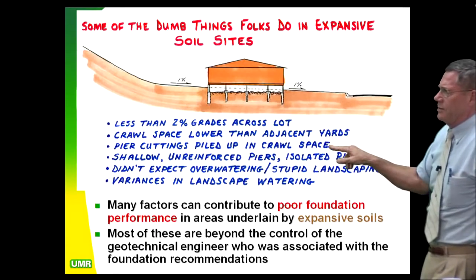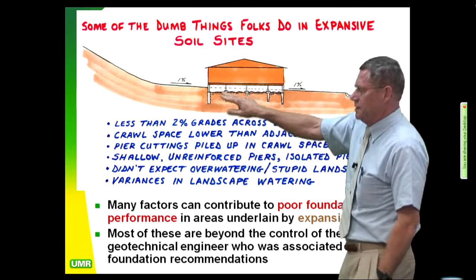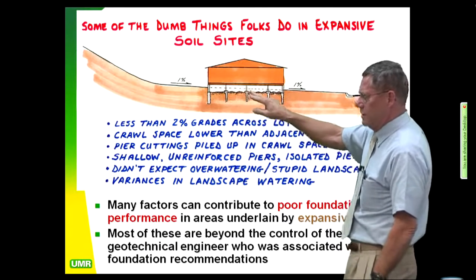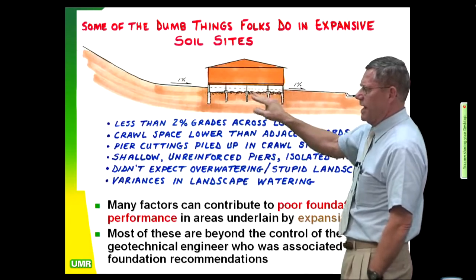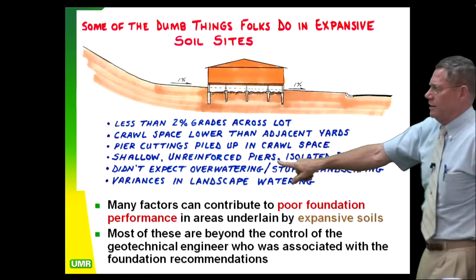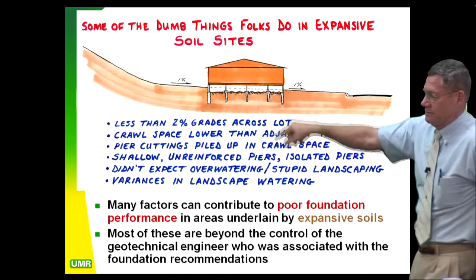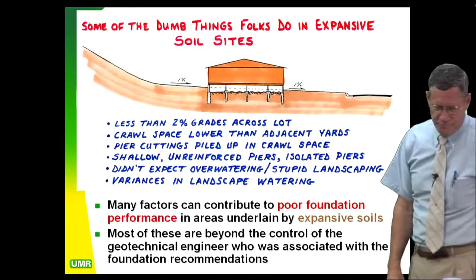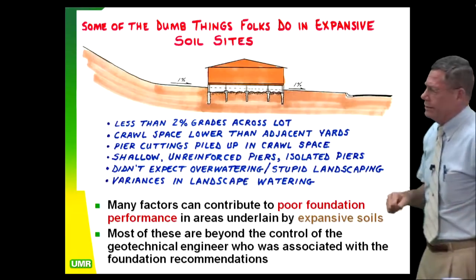Pier cuttings are often piled up in the crawl space. When I used to crawl under these places, I'd see all this loose garbage soil. Well, that's from the pier cuttings being brought up and just spun out on the ground. That's not going to help you at all. And then shallow, unreinforced piers. One number 4 bar is not reinforcement. That's just temperature steel, and it's not going to help you. It's not going to give you much load.